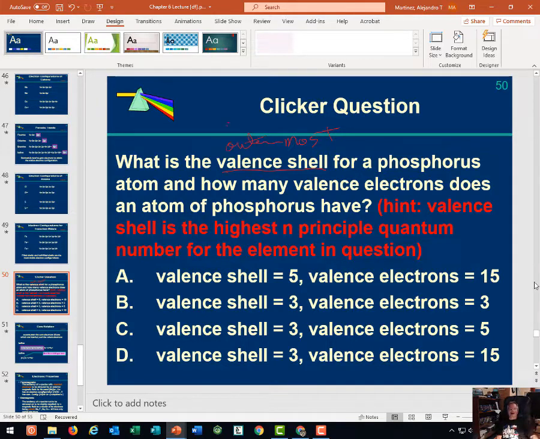Here we go. For a phosphorus atom, how many valence electrons does an atom of phosphorus have? Hence, the valence shell is the highest principal quantum number. So that's all you're looking for in the valence shell. You're looking for the highest n value, and then to find the number of valence electrons for that particular atom, just look at the top of the group.